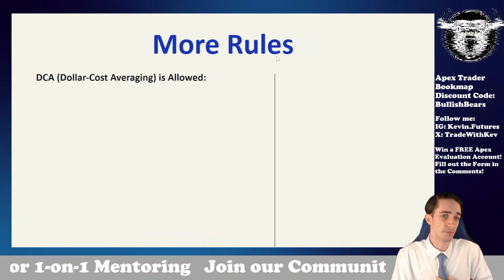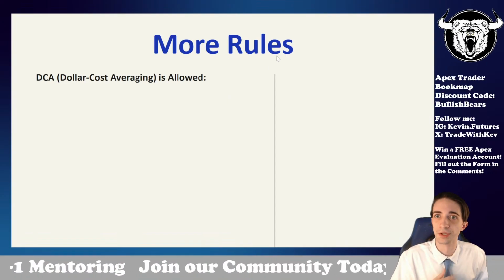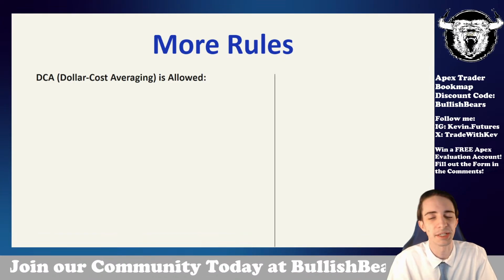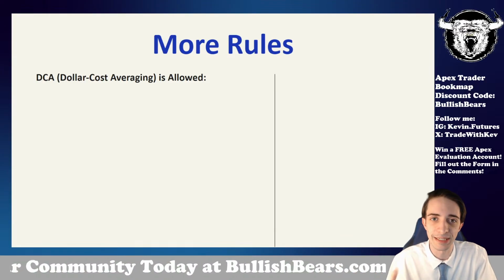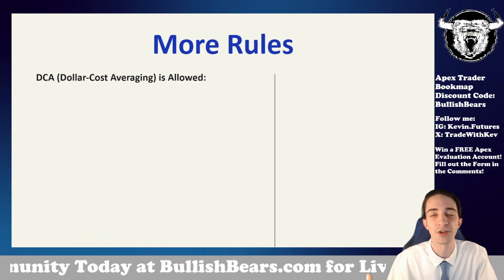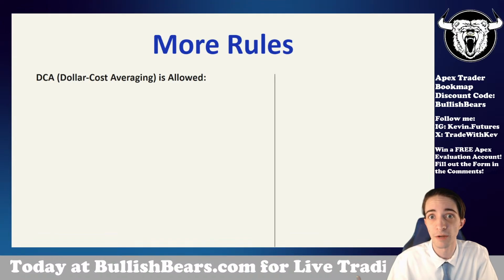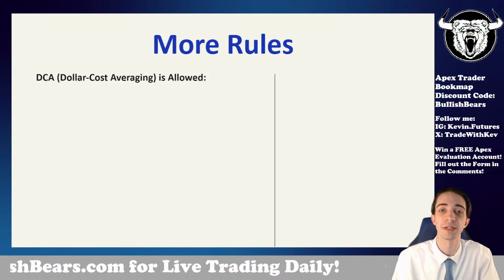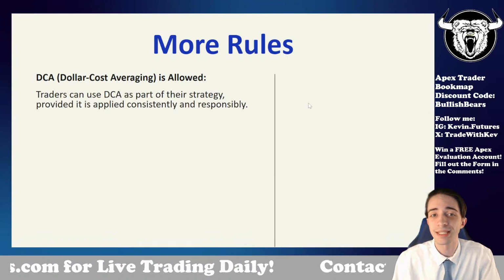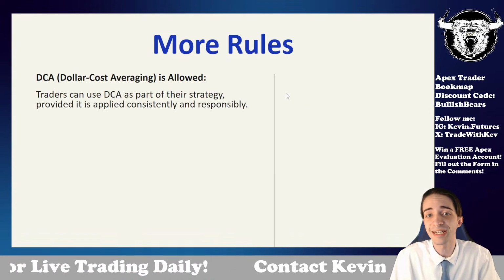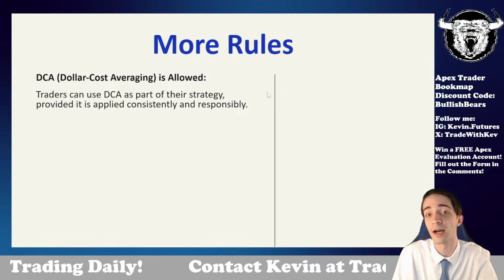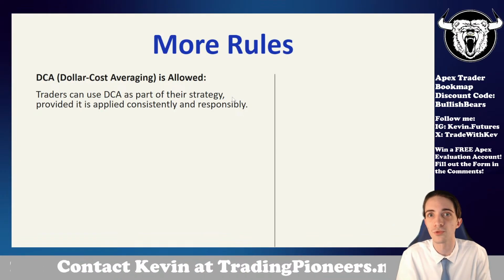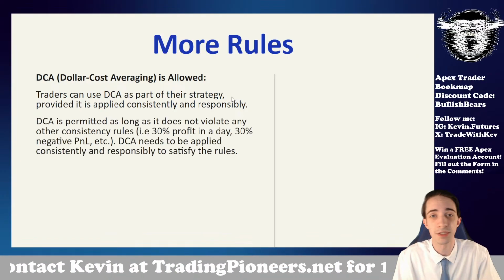Some more rules to keep an eye on, guys. DCA, dollar cost averaging. This was probably one of their biggest rules, like last year, maybe even just 6 months ago. You weren't allowed to DCA, and people were very upset over this. But now, because people casted their opinion, they listened, we can now DCA. Traders can use DCA as part of their strategy, provided it's applied consistently and responsibly, right? So same situation, as long as you're not going past the 30% rule, higher or lower, it's okay.